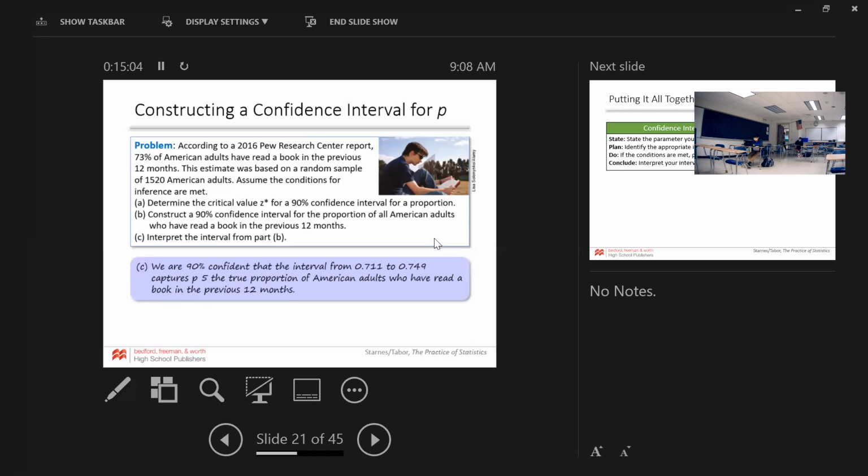Interpret the value. That means this. We're 90% confident that the true proportion of Americans who have read a book in the past 12 months is between 71 and 75%. It doesn't mean it's a 95% probability. That's what we did yesterday. We're 95%, I'm sorry, we're 90% confident that the parameter is in that interval. Right?